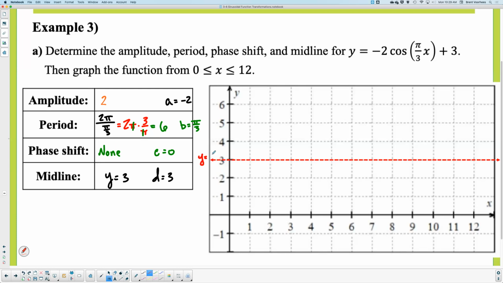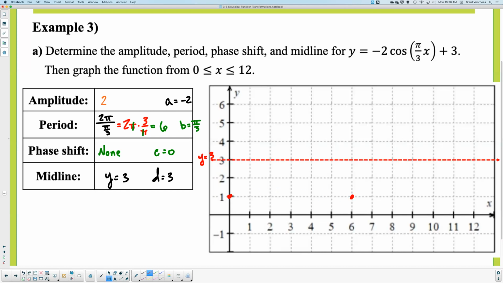This is a cosine function. This cosine usually begins at its maximum, its minimum, or 0. It's normally at its maximum. What does this negative do? Minimum. So we're going to begin at its minimum. The amplitude is 2, so I'm going to go 2 units down. Now, do I have a shift? No. So there's its minimum. Now, how long before we repeat? 6.